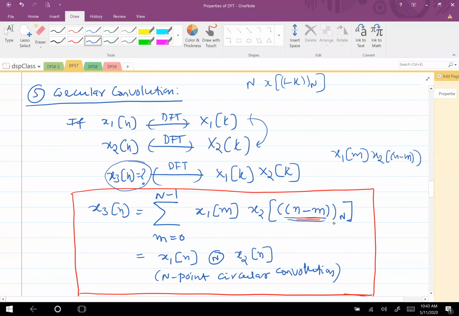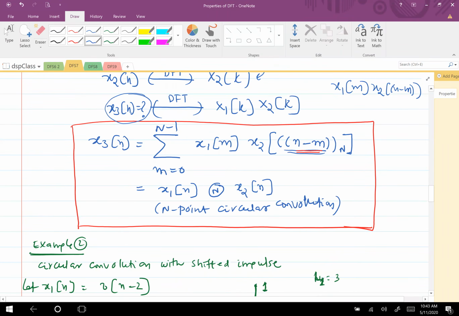You could actually go to periodic sequences, do their periodic convolution, and then take the 0 to 5 values. That will also map here, but it becomes too lengthy. So it's better to get used to performing the circular convolution right away by keeping track of just one period of the signal. That's all.